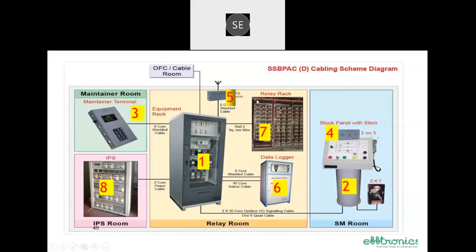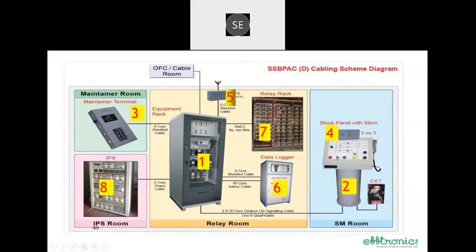And next is the relay rack for station signaling interfacing purpose. And point number 8 is the IPS room. Power supply is taken from the IPS. Now we look at the cables used between these subsystems.